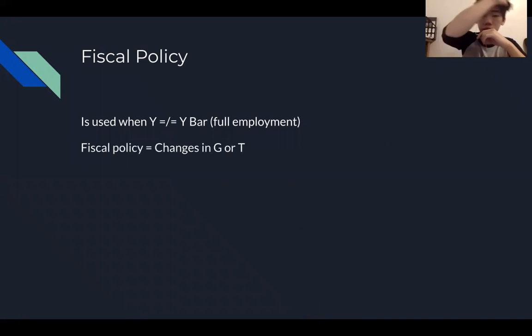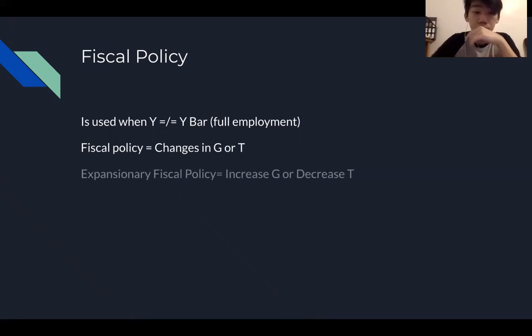So fiscal policy is essentially just changes in G or T. We either increase government spending, decrease government spending, increase taxes, or decrease taxes. It's just one of those options. Expansionary fiscal policy is what we call it anytime we increase government spending or decrease taxes. It's called expansionary because this increases the output level.